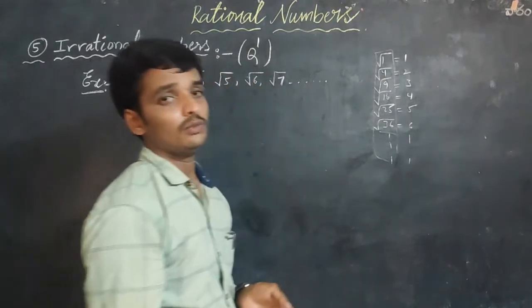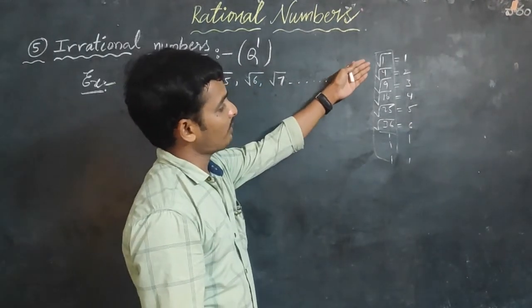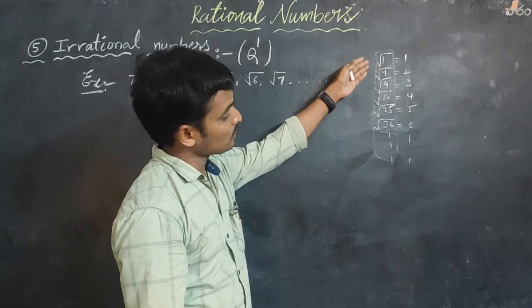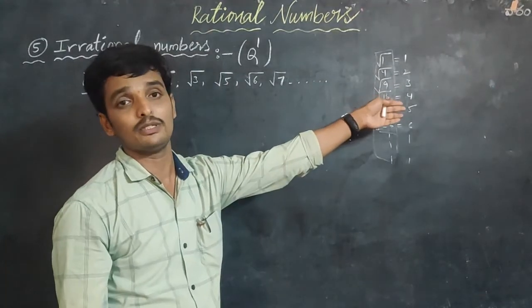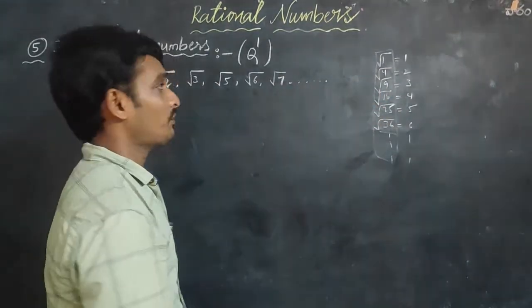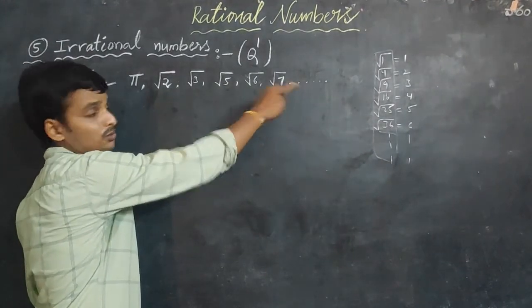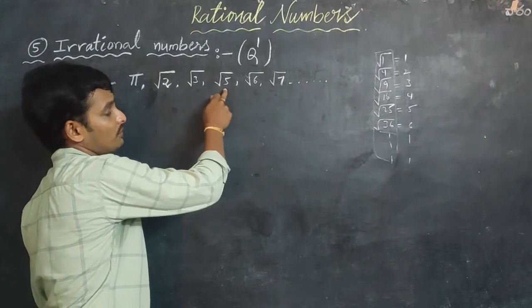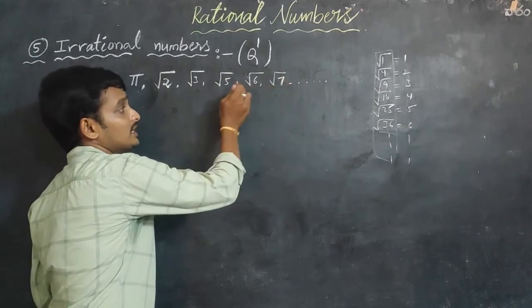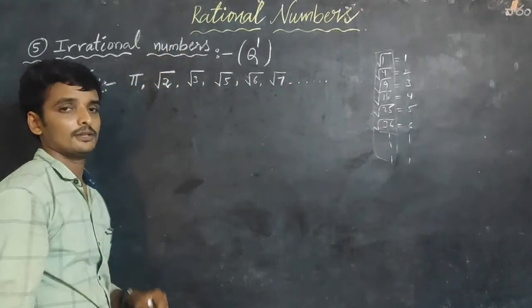That's why we did not apply the square root to those numbers. If you apply the square root to perfect square numbers, we will get rational numbers. If you apply the square root to non-perfect squares, those are 2, 3, 5, 6, 7, 8, these are called irrational numbers.